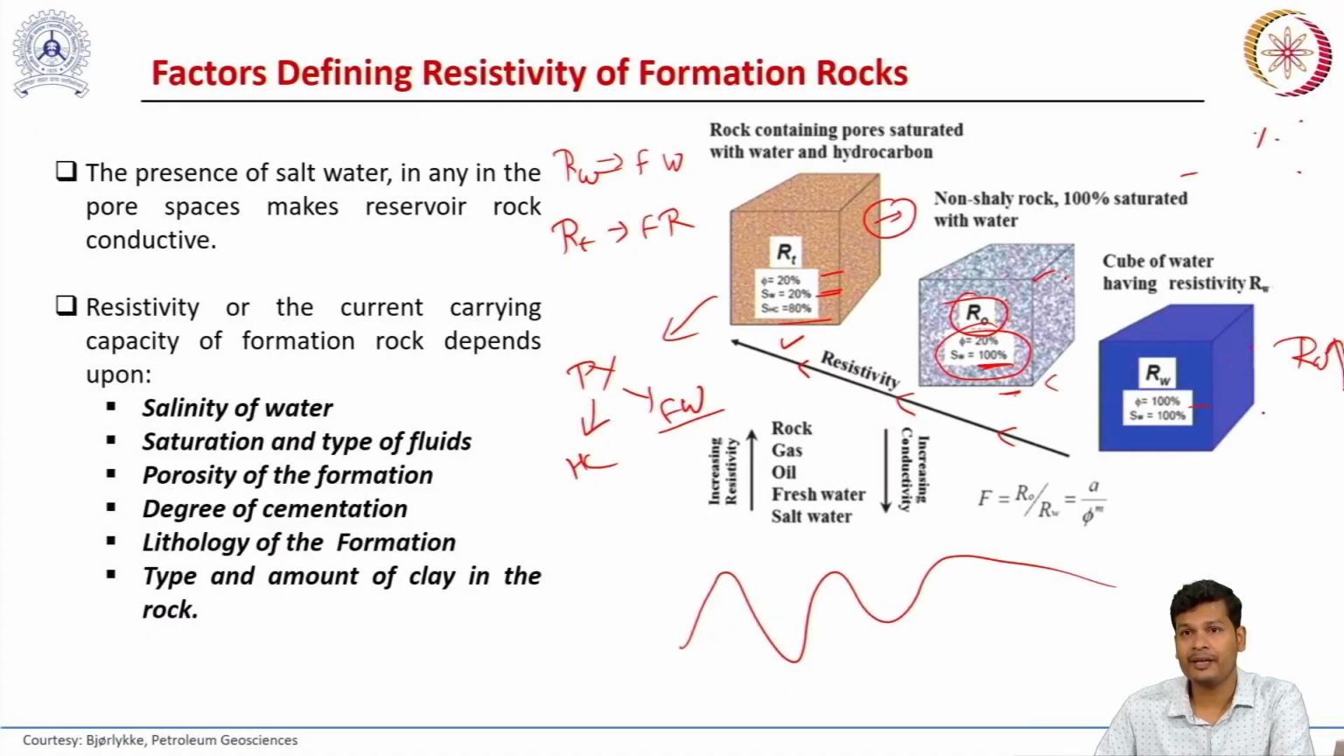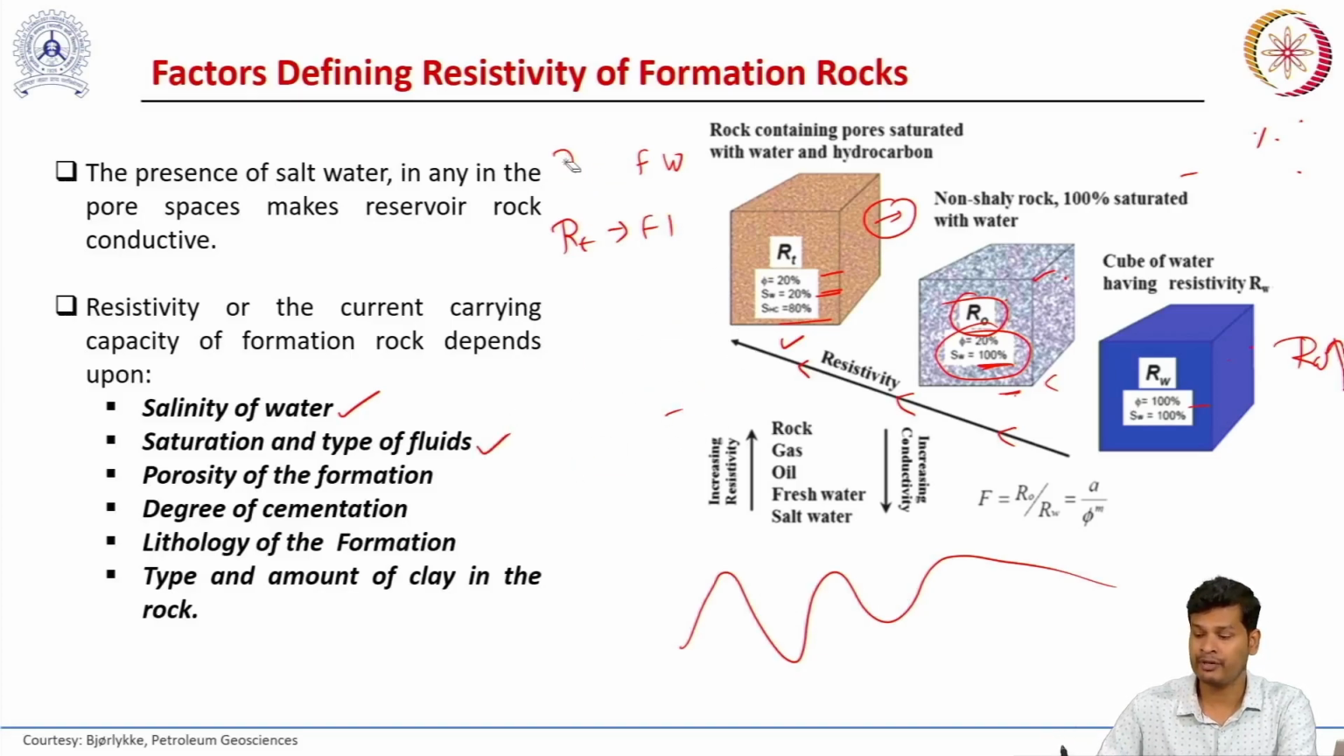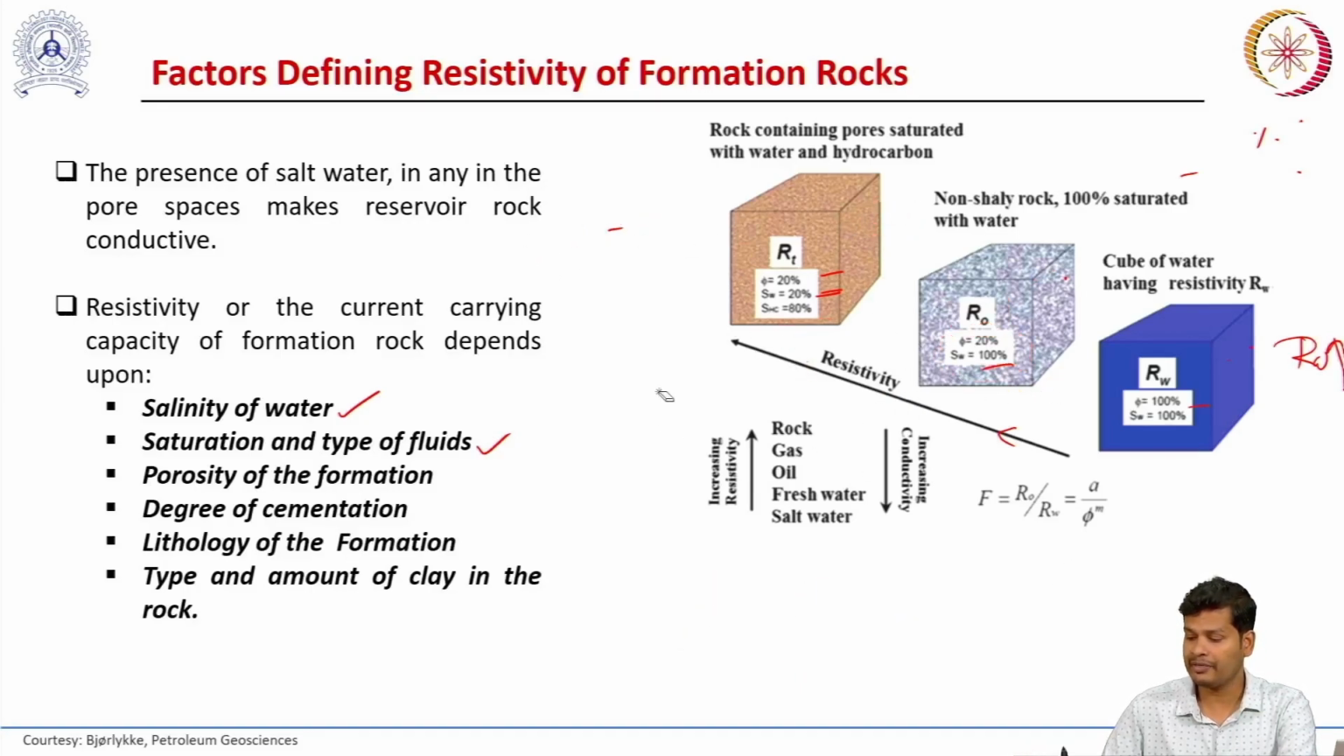So to summarize all this concept, a reservoir can carry the current because of the salinity of formation water. A fresh water bearing formation which does not have any salt, and thus does not have any oil, cannot conduct any electricity. It also depends upon saturation and type of fluid. So what is saturation of fluid? If we have higher water saturation, that means more formation water in the rock, and thus you will have more current capacity. So if the formation water saturation is high, the resistivity of the rock will be less.